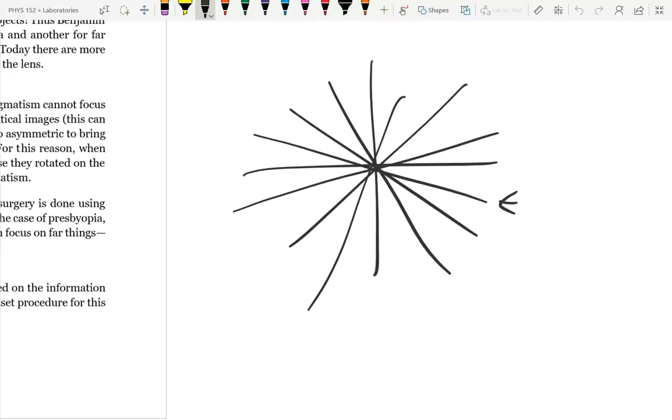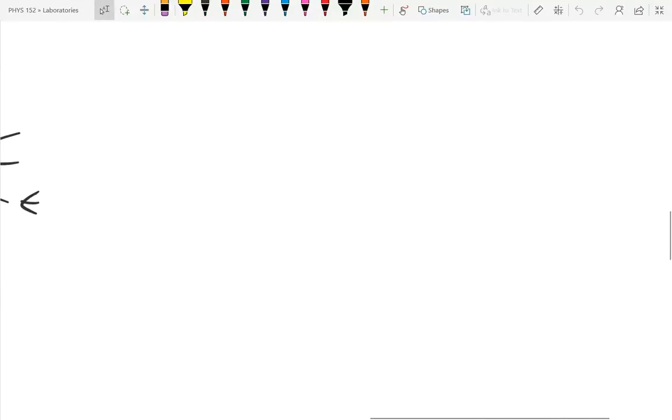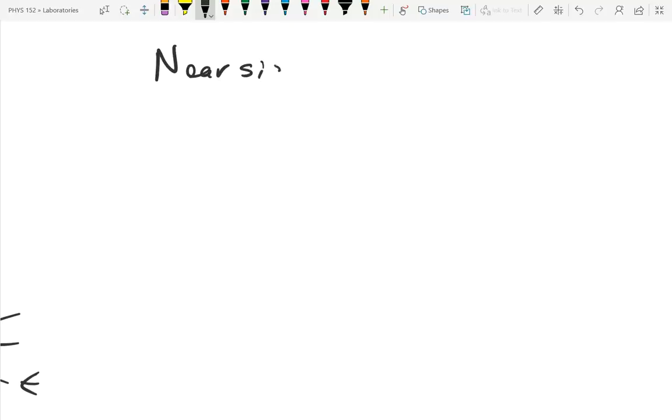Anyway, so what's the difference in an eyeglass and a contact lens? The only difference is where you place the lens. So let's look at the correction for farsightedness and nearsightedness, and compare using contact lenses to eyeglasses. So first of all, I will start with a nearsighted person. A nearsighted person, what is their problem?